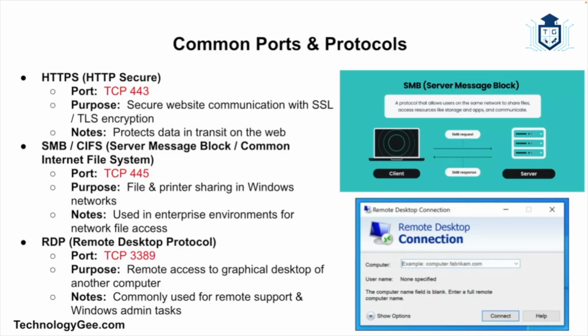The next we have what is called SMB or Server Message Block or the Common Internet File System or CIFS. And this uses TCP port 445, and this is a Windows-based file sharing, printer sharing, and communication protocol. And SMB is essential in enterprise environments for accessing shared files and resources.